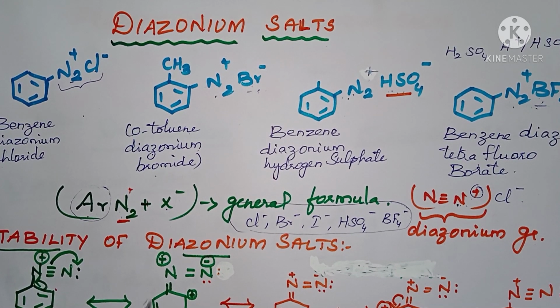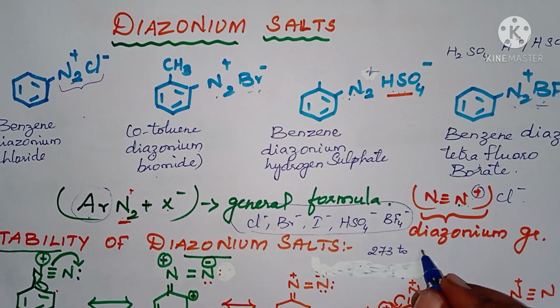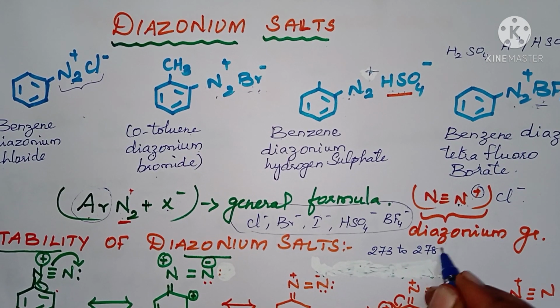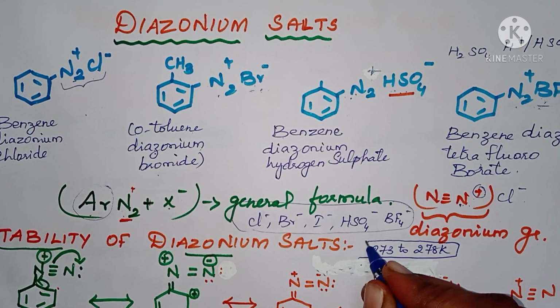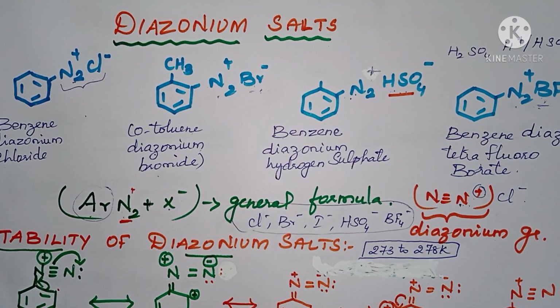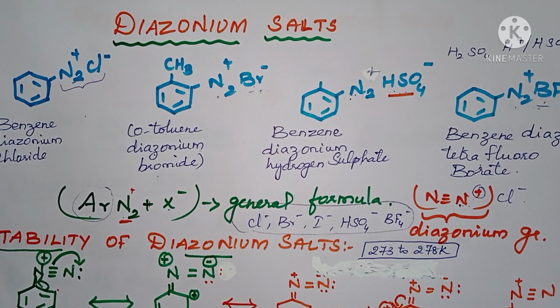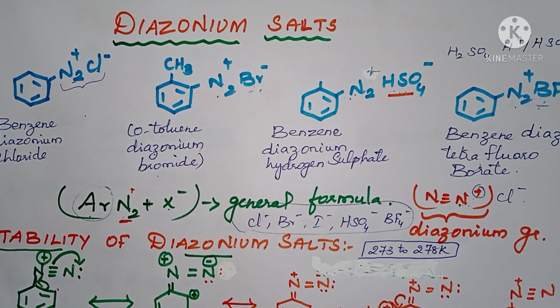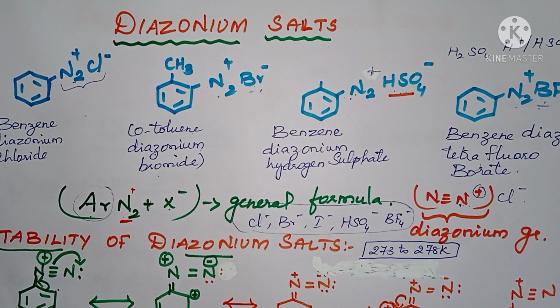Next one. Aromatic diazonium salts are stable for a short time in solution at room temperature. So 273 to 278 Kelvin only it will be stable. Very short time it will be stable. So the stability of arene, that means aromatic diazonium ion, can be explained on the basis of resonance. Now we are going to see the resonance.